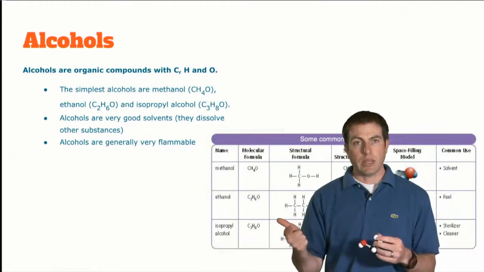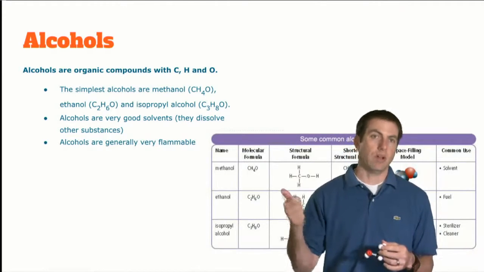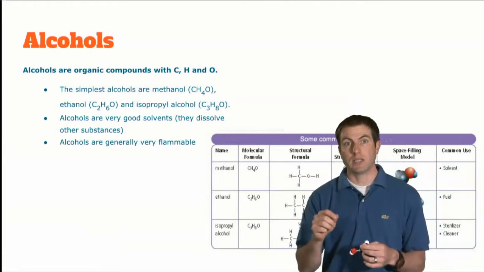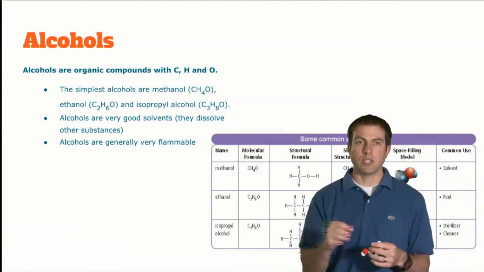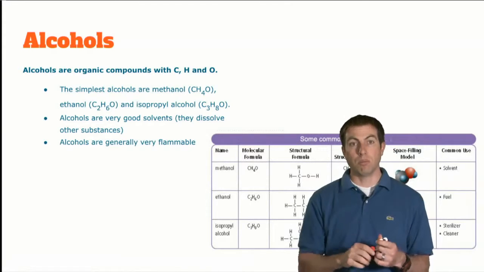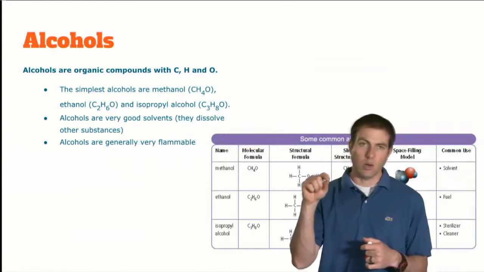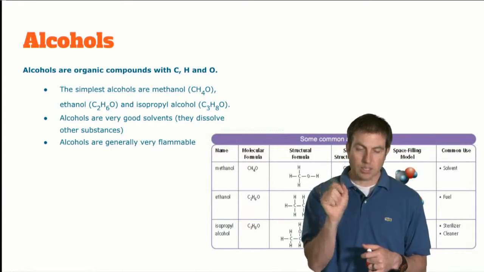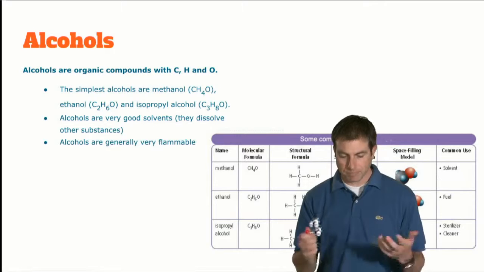So the naming rules are the same. You have methane, ethane, propane, you have methanol, ethanol, propanol. The tricky thing is once you get past 3 carbons or 3 or larger, the OH group can be at the end or it can be in the middle. So propanol is the OH off the end, and then isopropyl is with the OH in the middle.